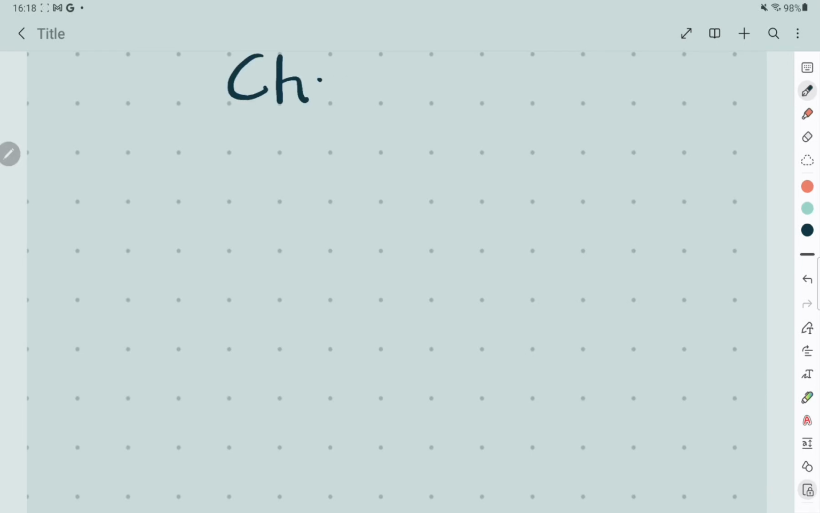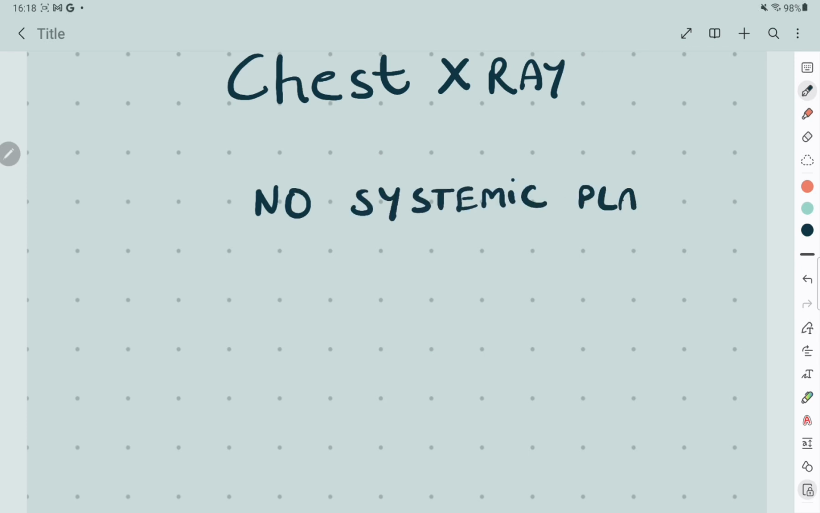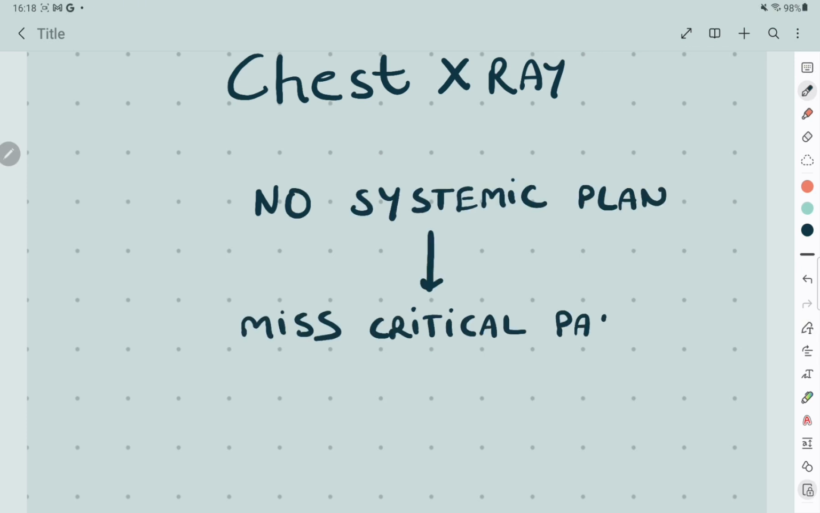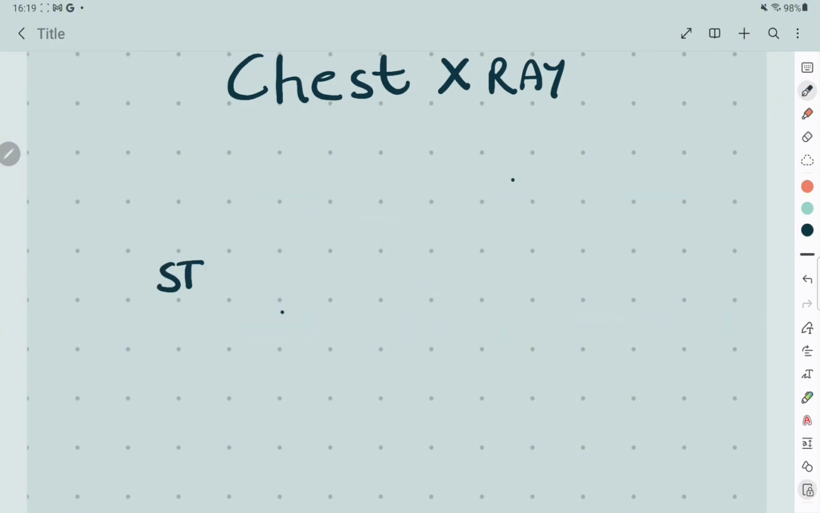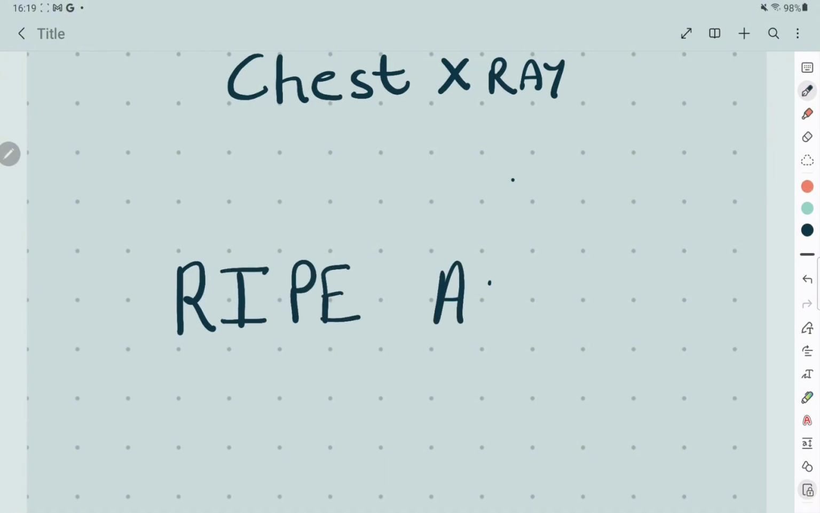Looking at a chest X-ray can feel a bit like staring at a magic eye poster. If you don't have a systematic plan, you're going to miss critical pathology, like a tiny pneumothorax or free air under the diaphragm. Today, we are breaking down a foolproof step-by-step method that real doctors use every single day. We'll cover the RIPE checklist for image quality and the classic ABCDE approach to reading the anatomy.